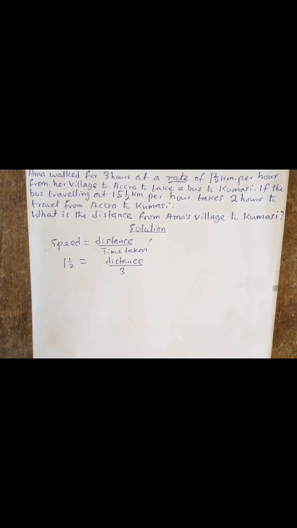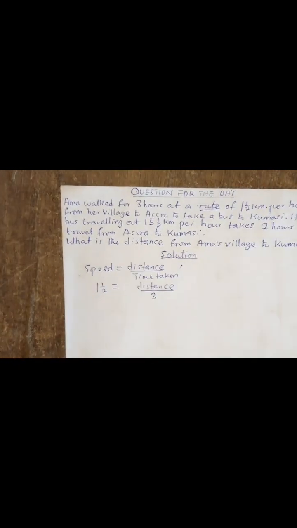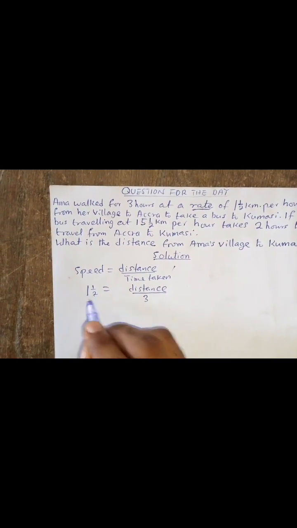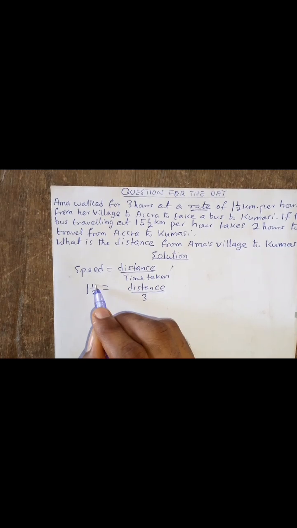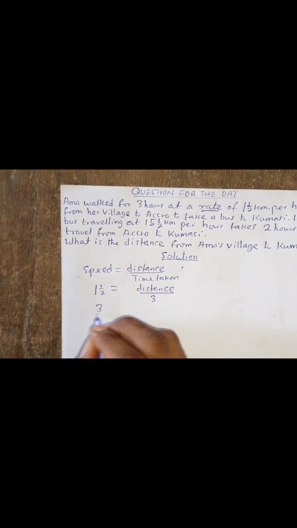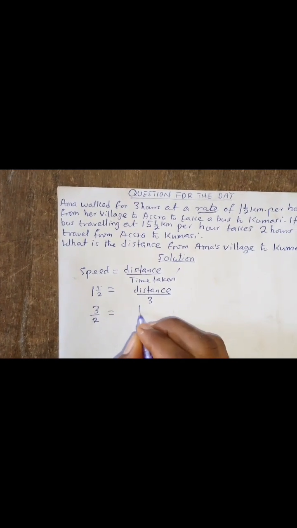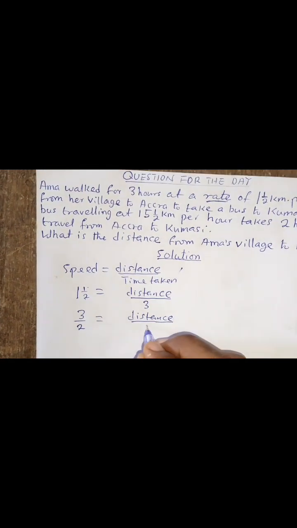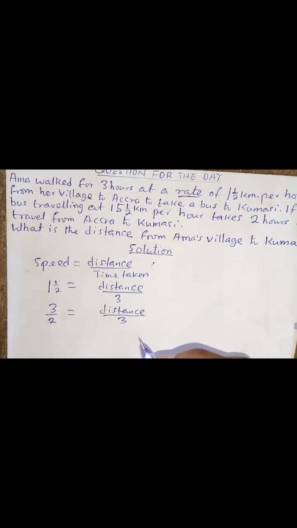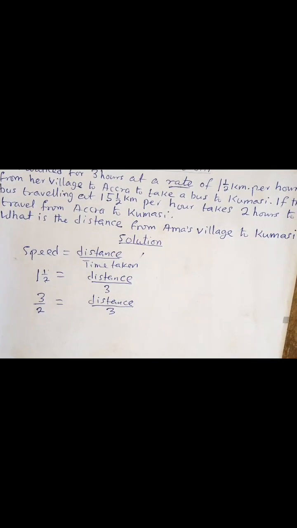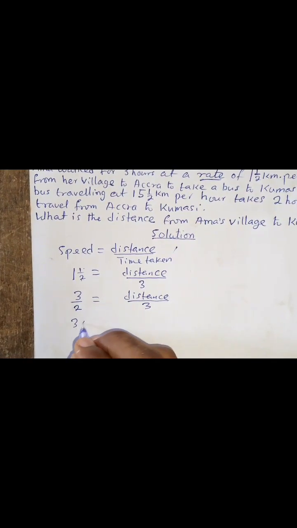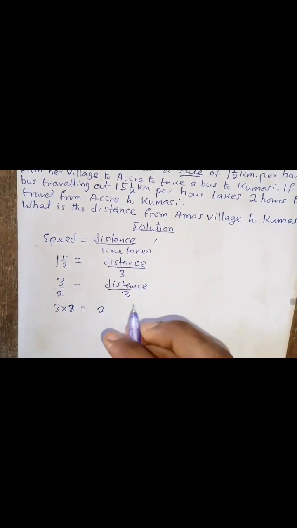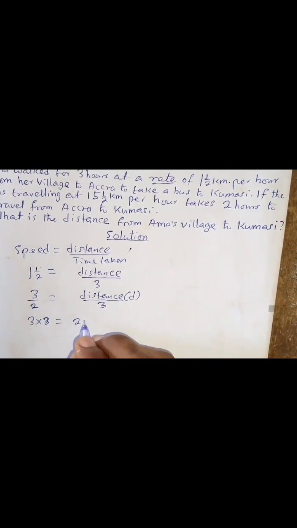So I can change this one into an improper fraction. 2 times 1 will give me 2, plus 1 is giving me 3. This is 3 out of 2, which is equal to distance out of 3. So I will now do cross multiplication, and this becomes 3 times 3, which is equal to 2. So let me name the distance to be d, 2d.